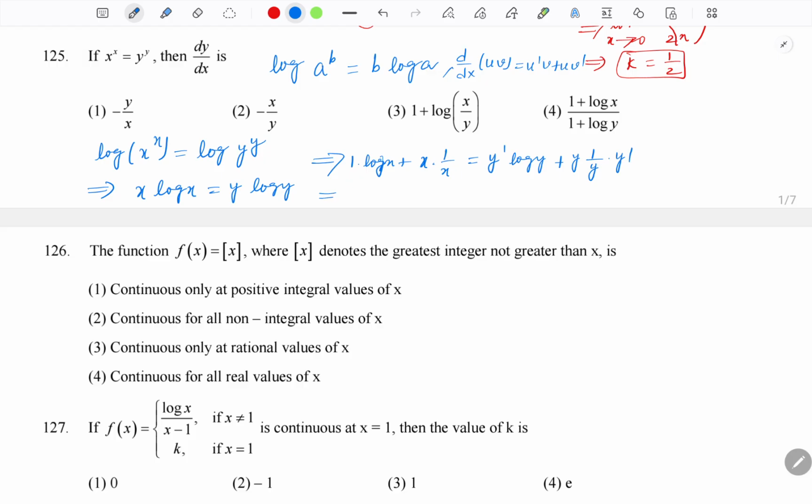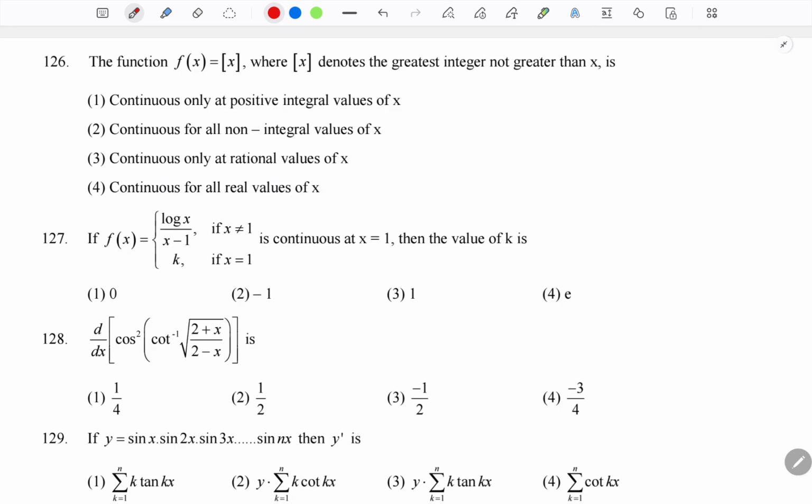Clear? After this, see here, the cancellations will happen, right? x will be cancelled as well as y will be cancelled. Now take the y dash terms on one side, y dash is common. Then what do we get? 1 plus log y on the RHS, and on the LHS 1 plus log x. Now I want to find y dash. So y dash is equal to 1 plus log x by 1 plus log y. Now see the options and pick the correct option. It's option number 4.